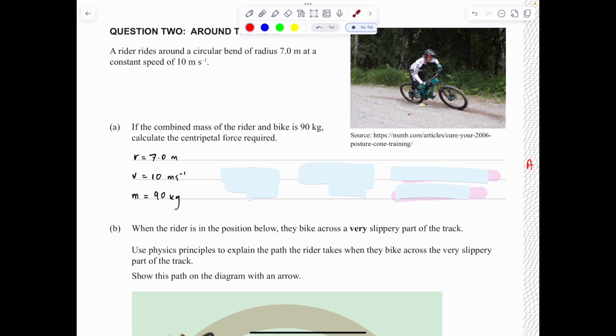According to your resource sheet, this is the equation that you should use. Substituting in all the values, you get this over here. Got the mass of 90 times the velocity of 10 squared over the radius of 7.0. And you should get this answer initially, but when rounding it to two significant figures, it is 1300 newtons. Don't forget the units. That's worth an achieved.